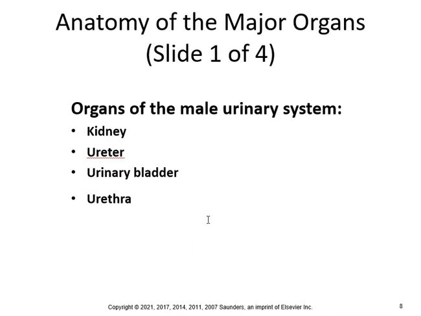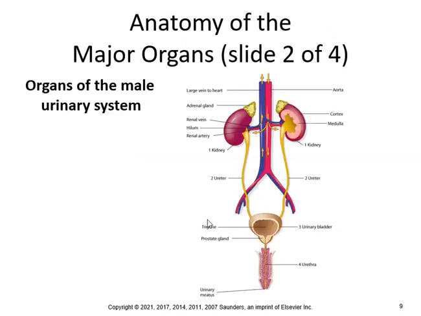So what are the organs of the male urinary system? Well, you've got 2 kidneys, a ureter, urinary bladder, and a urethra. Okay. So here we go. Here are the major organs. Now you have 2 kidneys. The right one sits slightly lower than the left.